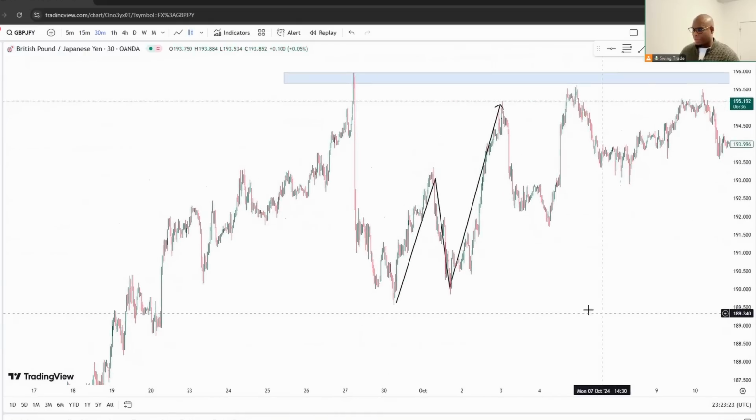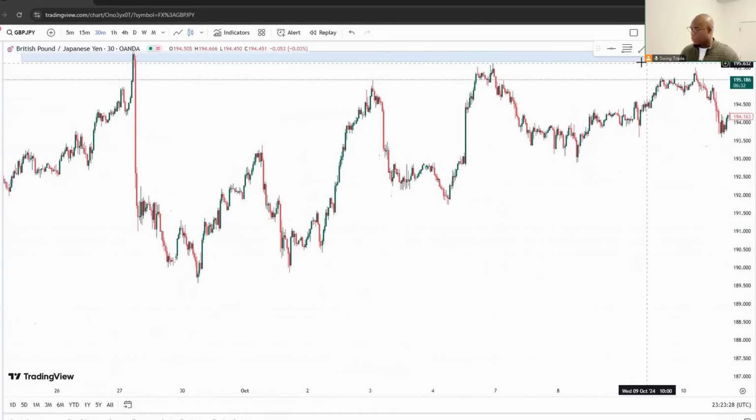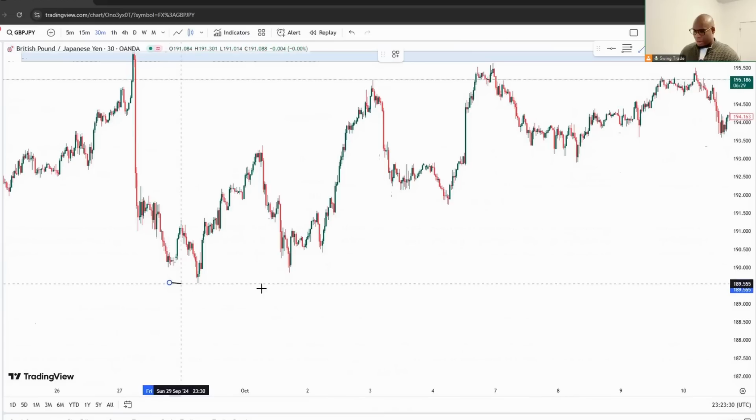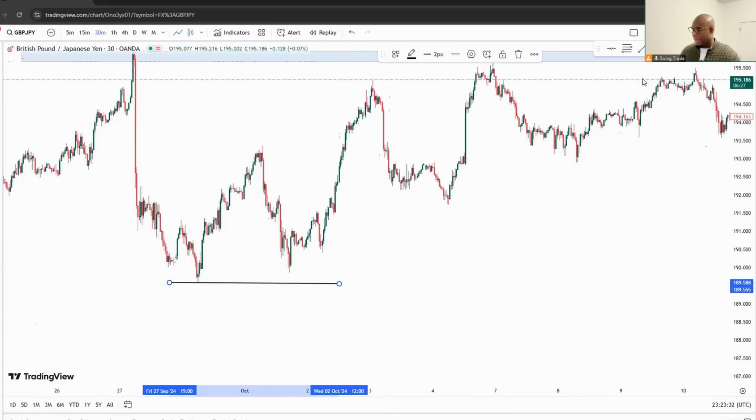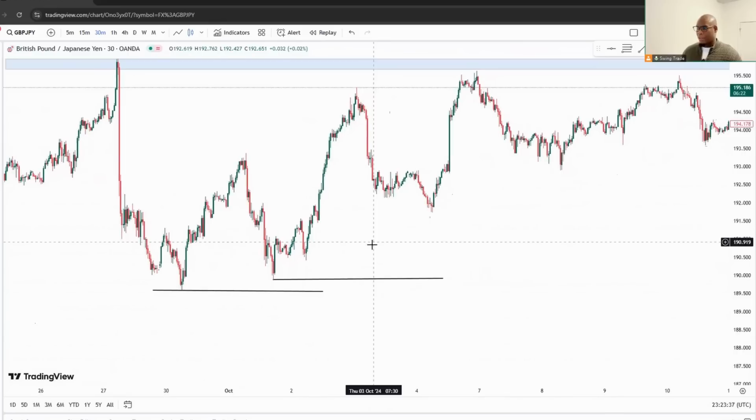So what do we have right here? All you have to do is have an understanding of how the market is moving, right? We know that we have a low right here. Then we know we have a higher low right here. We have another one right here. So now the market is making a pullback.